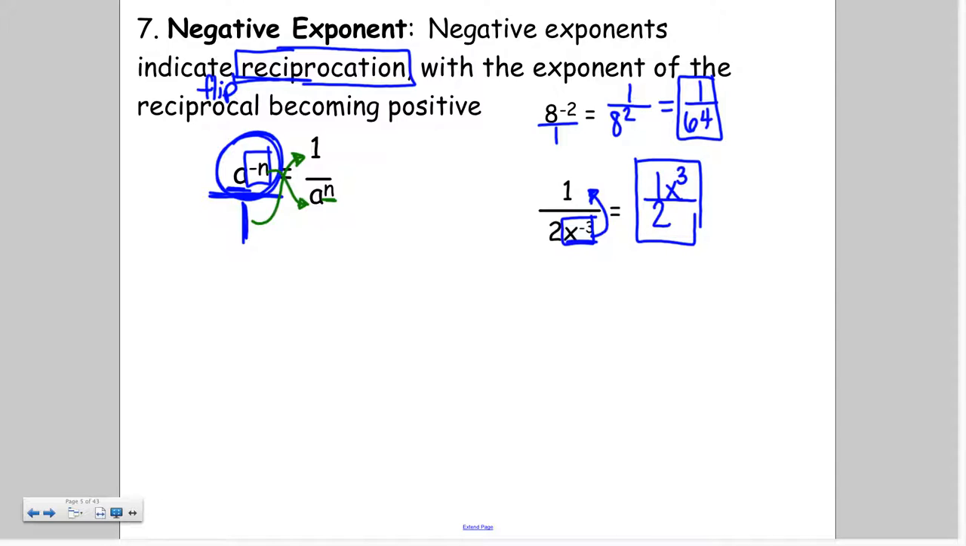Now, if it's a negative on top, it goes to the bottom to become positive. If it's a negative on the bottom, it goes to the top to become positive. So just remember that. It's going to change the place that it's at. If it's on the top, it's going to go to the bottom. If it's on the bottom, it's going to go to the top.